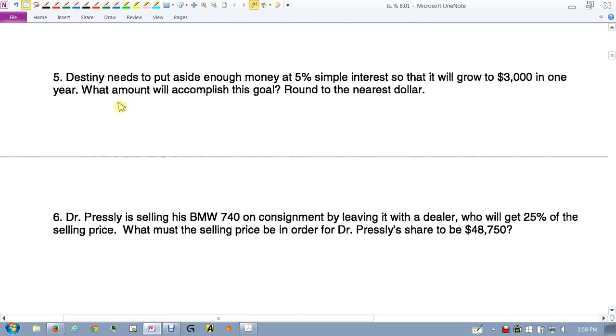All right. Destiny needs to put aside enough money at 5% simple interest that will grow to $3,000 in 1 year. What amount will accomplish this goal? So Destiny is going to try and put money into a bank. They're going to give her 5% for the money. At the end of 1 year, she wants to have $3,000. How much does she need to put in initially?